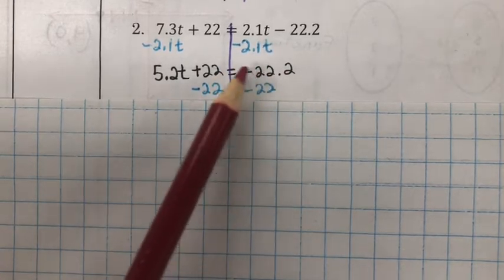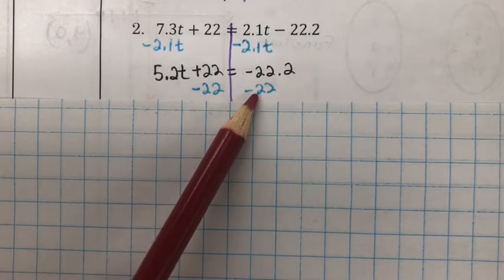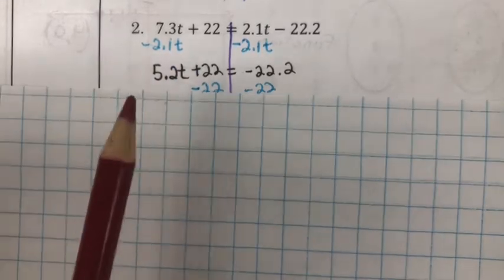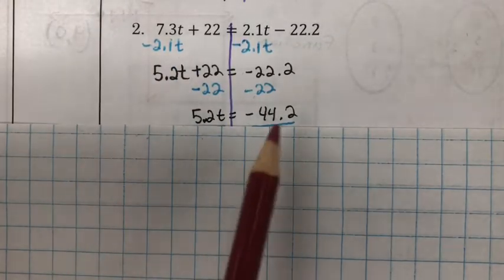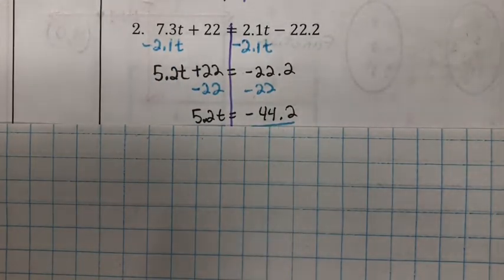And then negative 22 and negative 22. I call that a dig. You dig down 22 feet. You dig down 22 more feet. You've dug down 44 feet. So negative 44.